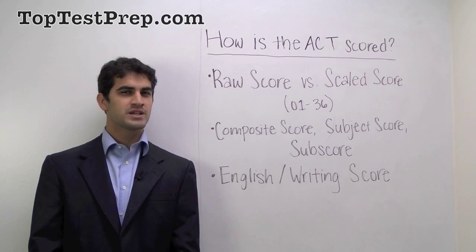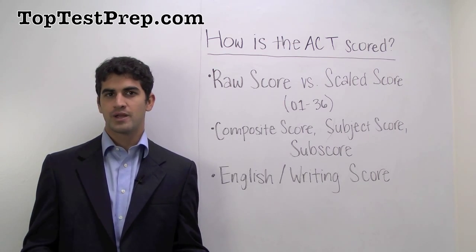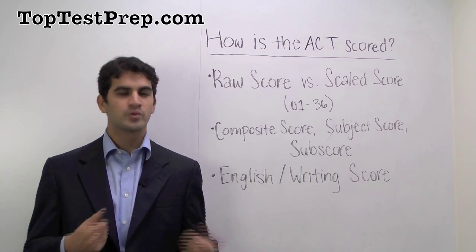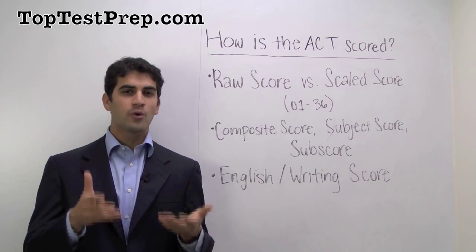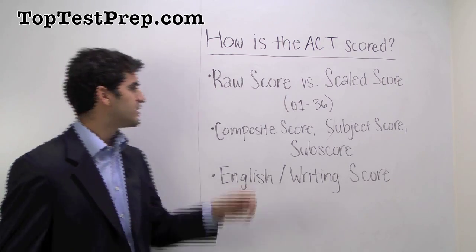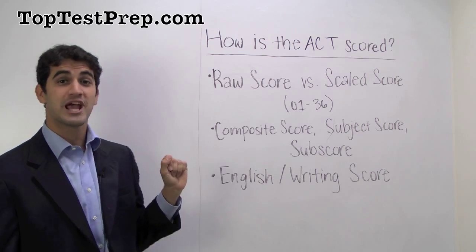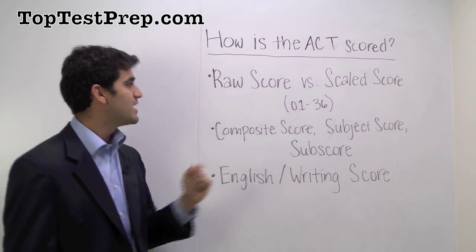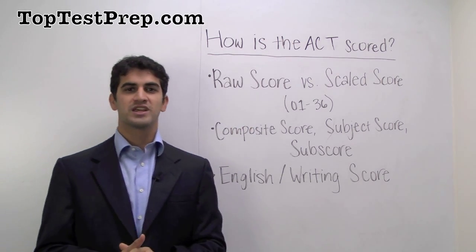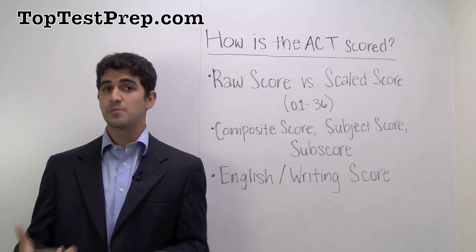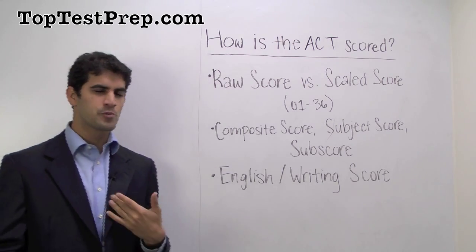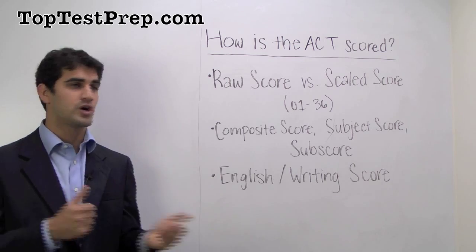If a student reports an ACT score of, say, 31, what does that score actually mean? Well, today I want to go over how an ACT score is actually computed. The first thing to note is the difference between a raw score and a scaled score. A raw score is a score where they just give you plus 1 point for every question you get right and 0 points for questions you either skip or get wrong.